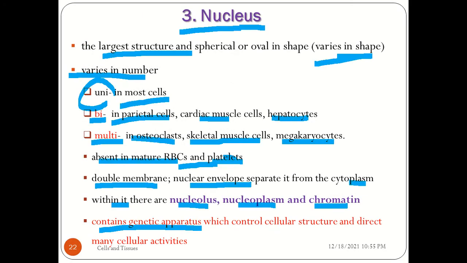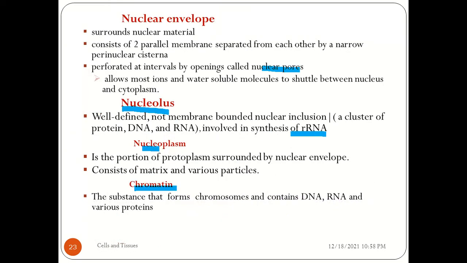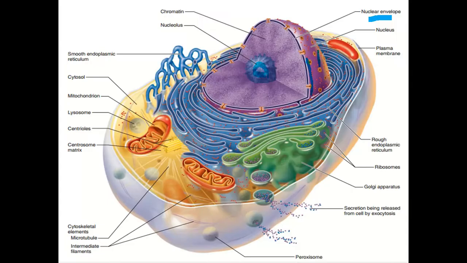We stopped last time at the nucleus. The nucleus has these characteristics: it has a nuclear envelope, nucleolus, nucleoplasm, and chromatin. So this structure is the nucleus. This is the nuclear envelope. This is the nucleolus. This structure is known as chromatin.